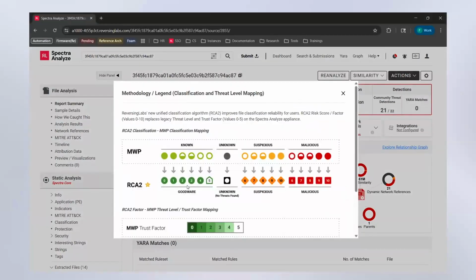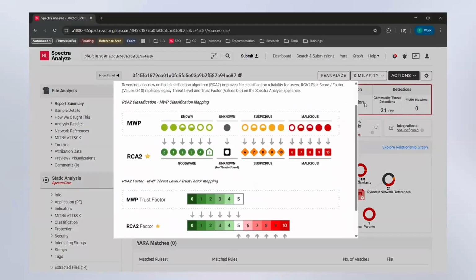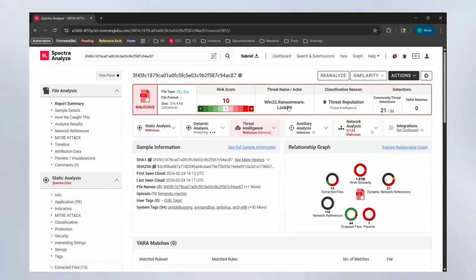We look at specifically, we said goodware. How does this fall within the goodware range? And then is it suspicious, malicious, and how does that interact, right? Overall. Then you get the threat actor name, classification type, right? How we could reach this classification. You see a couple of different classification engines, and we utilize static analysis, dynamic analysis, threat intelligence, any auxiliary analysis that was performed, network analysis that was performed, right?